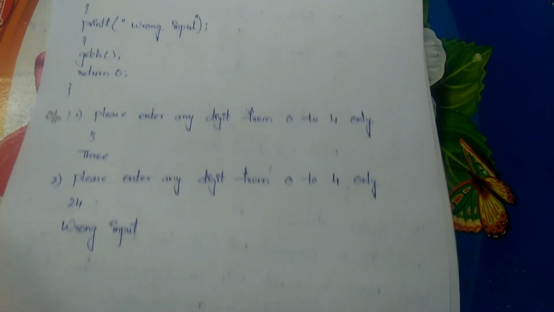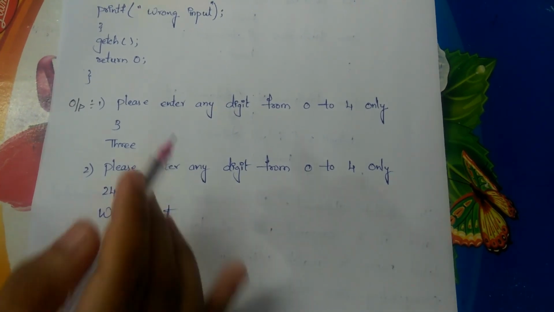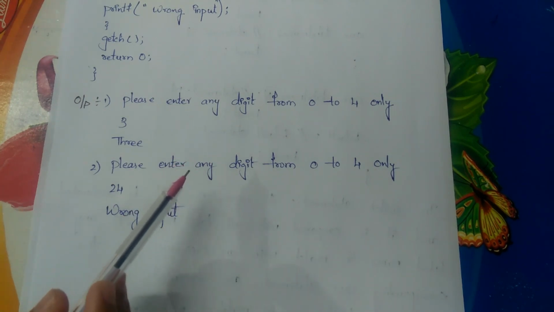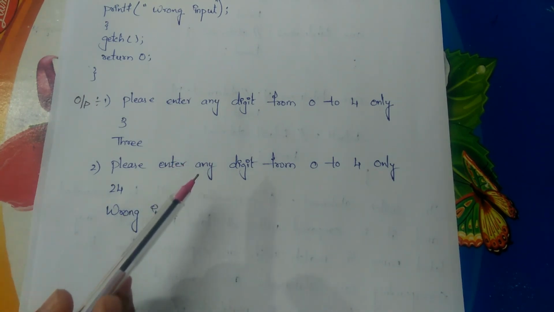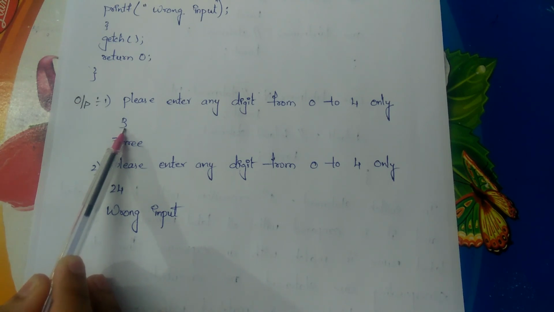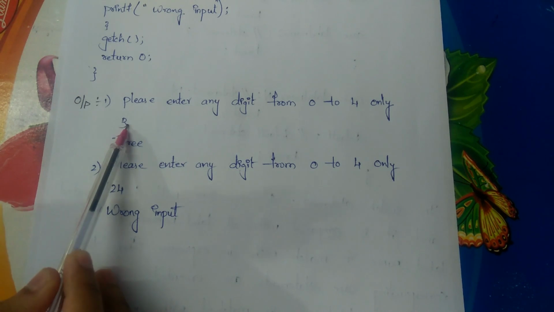Now let's see the output here. Whenever the user executes this program, the first statement will be displayed as please enter any digit from 0 to 4 only. So in between 0 to 4, one number has to be entered. Now for example, if I enter 3, first it checks with digit equal to 0. Yes, that statement is false. Next it goes to the next else if. So that 3 will be checked with 1, that is digit is equal to 1. That statement is also false.